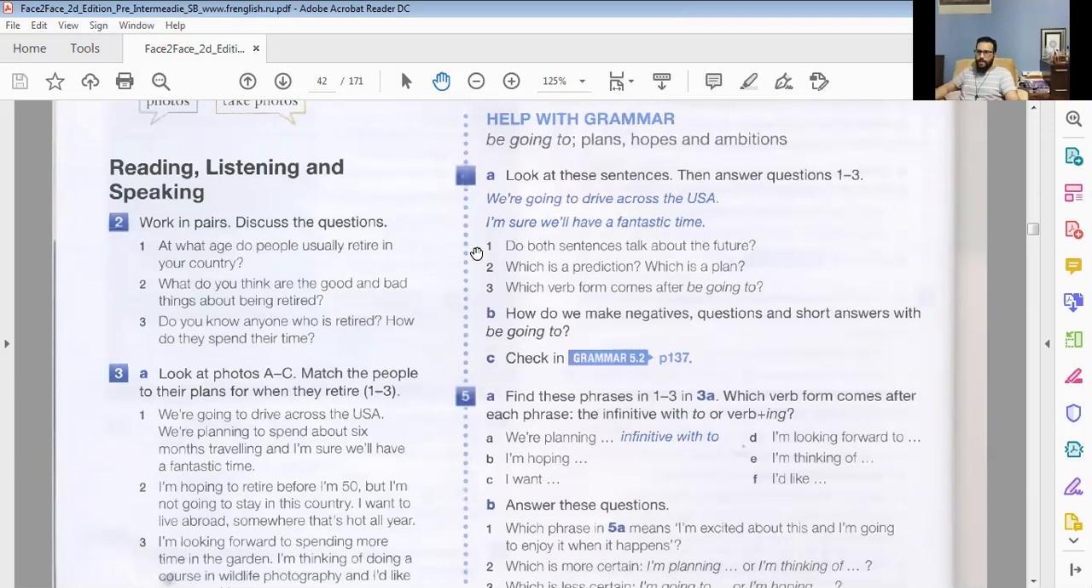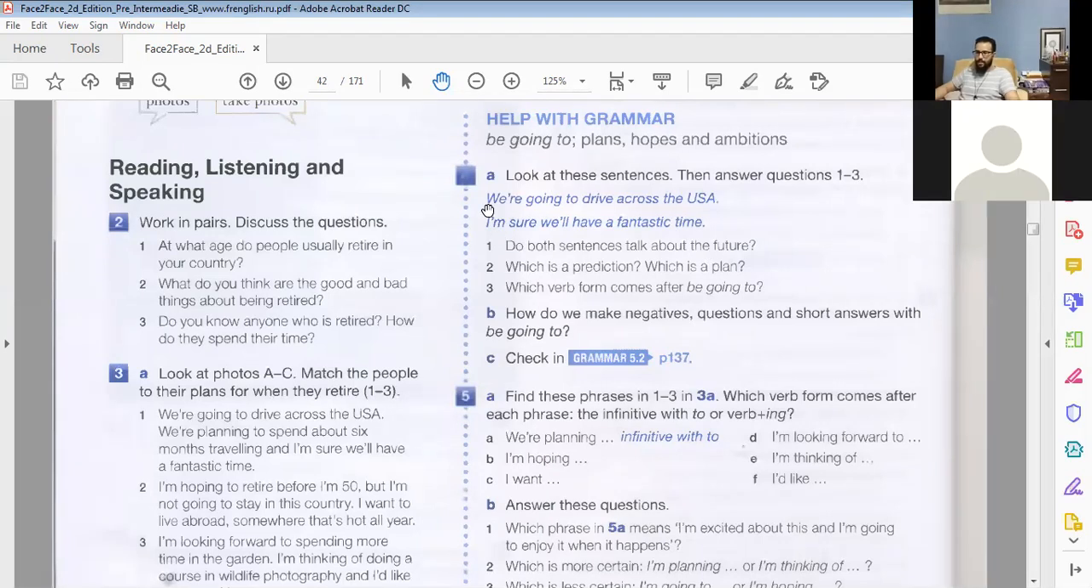All right, so the first question, it says here, do both sentences talk about the future? What do you think? The correct answer, of course, is yes. Both of them talk about the future. But which one do you think is a prediction and which one is a plan? So, Malak, what do you think? Can you see the two sentences here? We are going to drive across the USA and I'm sure we'll have a fantastic time. Which one do you think is a prediction and which one is a plan? These two sentences, in your opinion.